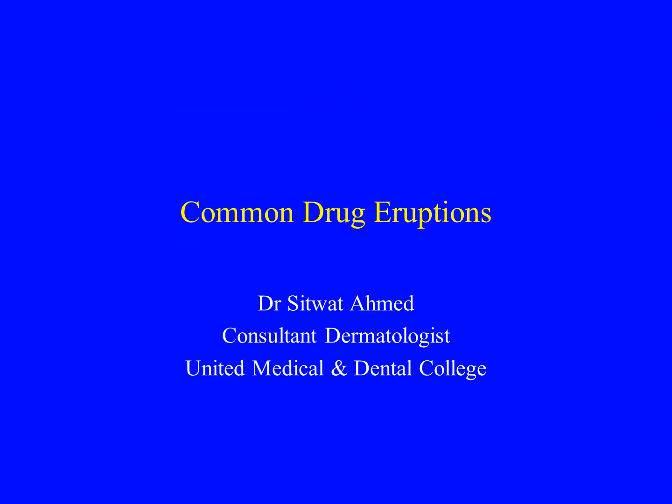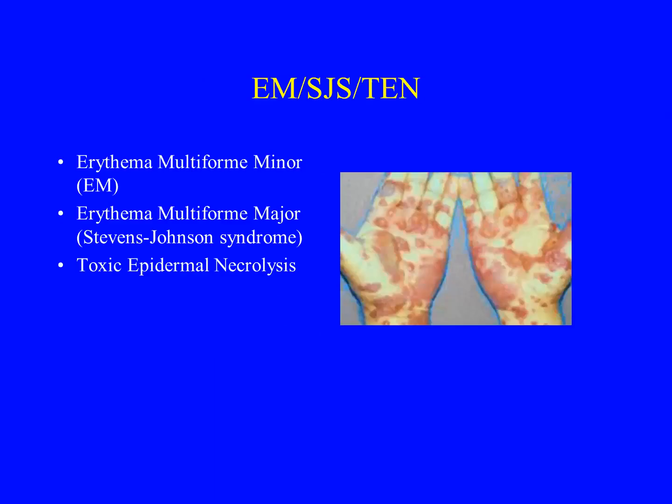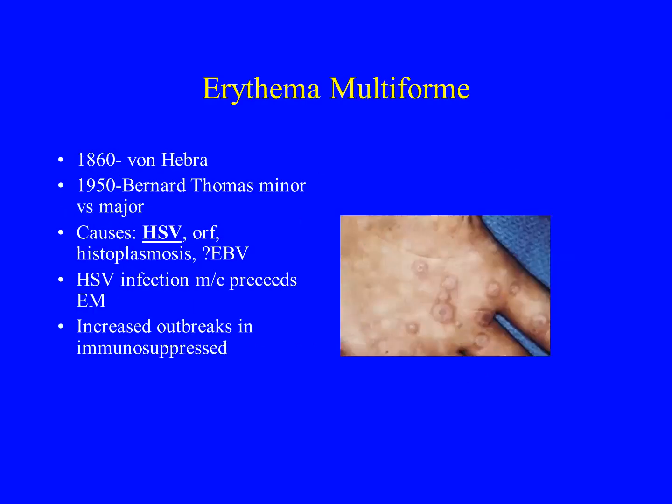Now we come on to the common drug eruptions. Common drug eruptions: erythema multiforme, Stevens-Johnson, and toxic epidermal necrosis. This is a whole spectrum, starting with the erythema multiforme minor. It was diagnosed in 1860, 1950. Most common cause was herpes simplex, most commonly post-disease, post-infection. Increased outbreaks in the immunosuppressed.